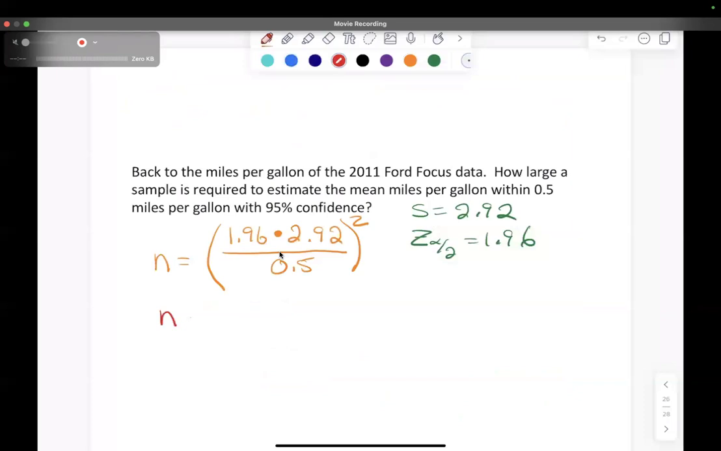So I got 131.02, so the n would have to be 132. Do y'all get the same thing? How'd we do? Good? Okay, good. All right, so that's how we find the sample size.